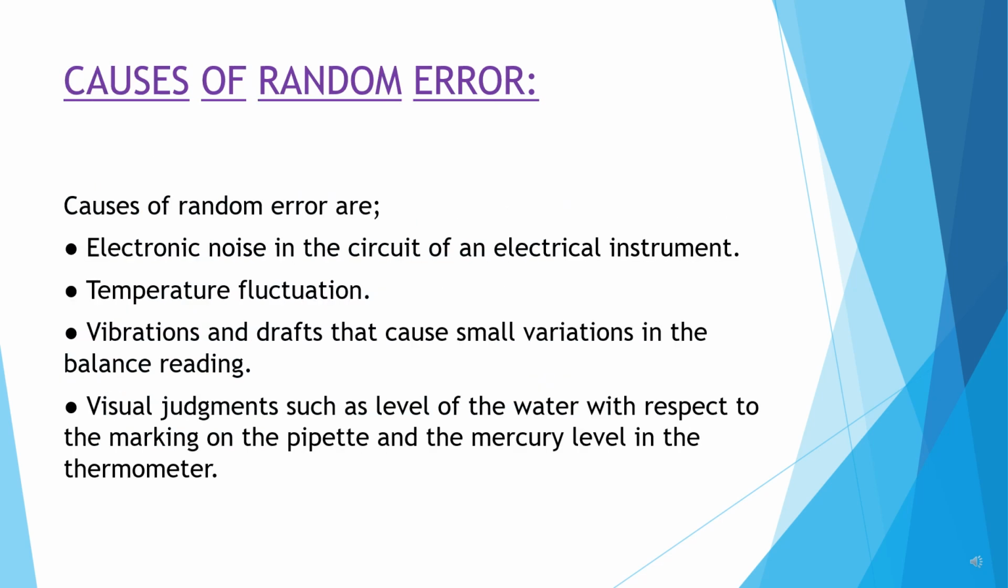Causes of random error. Electronic noise in the circuit of an electrical instrument, temperature fluctuation, vibration and drafts that cause small variation in the balance reading, visual judgments such as level of the water with respect to the marking on the pipette and the mercury level in the thermometer.